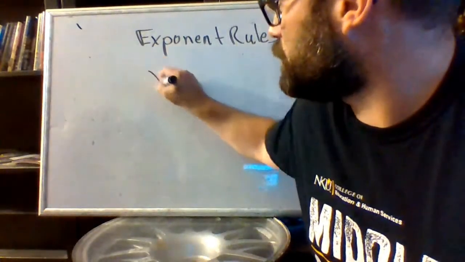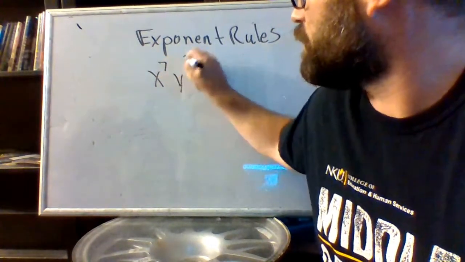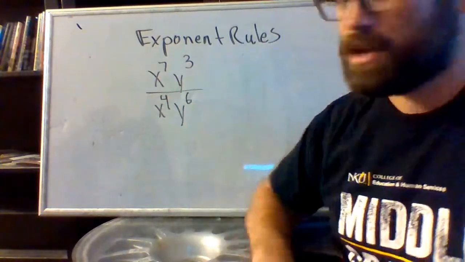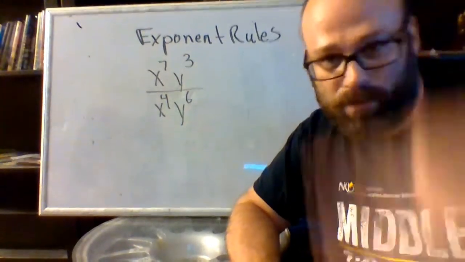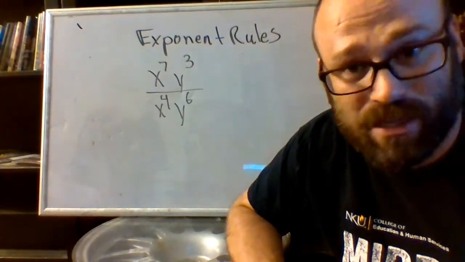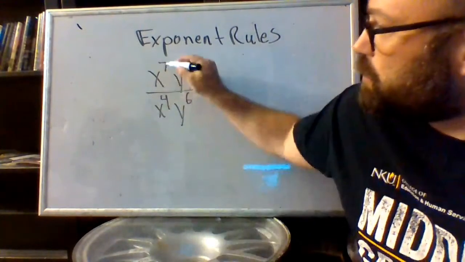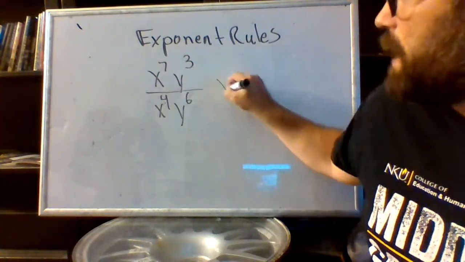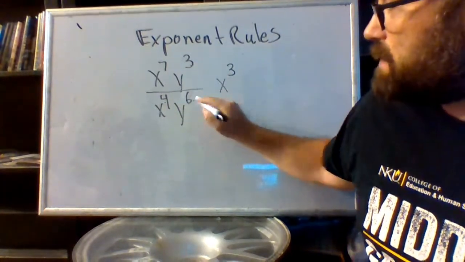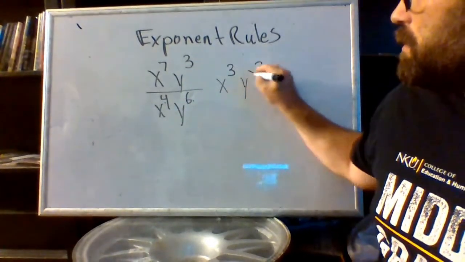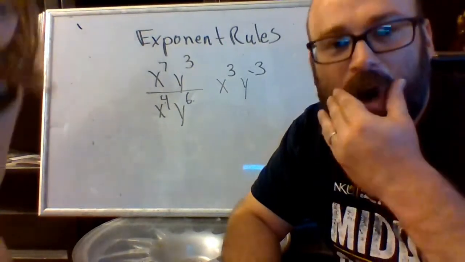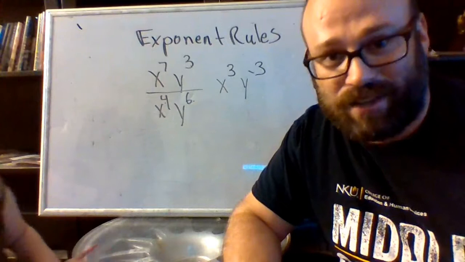So, back up. Dividing exponents. We've got x to the seventh, y to the third, over x to the fourth, y to the sixth. We always go top to bottom, numerator to denominator. When you're dividing exponents with the same base, you subtract their exponents. So 7 minus 4 is x to the third, and then 3 minus 6 is y to the negative third. So whenever we have like bases, and we're dividing them, we're subtracting the exponents.